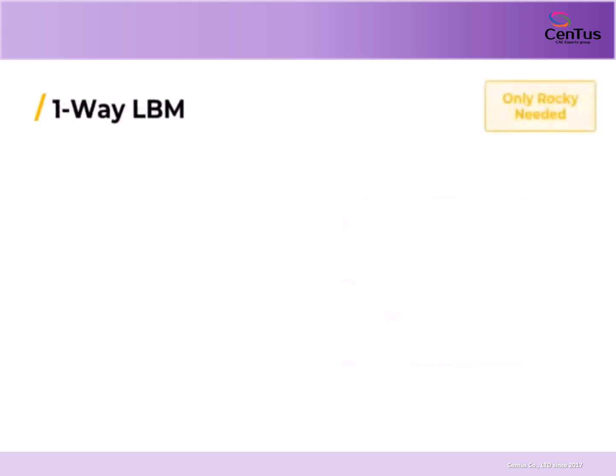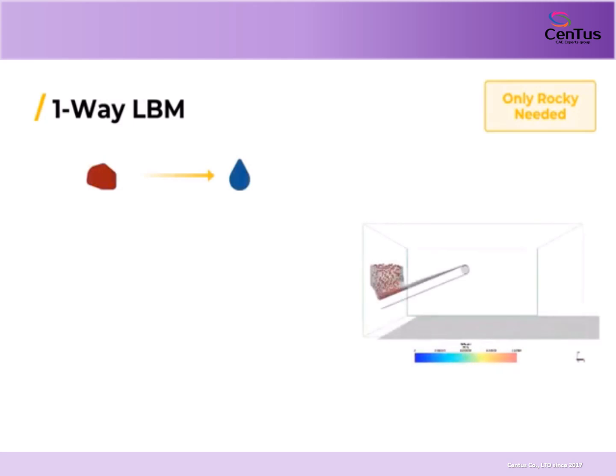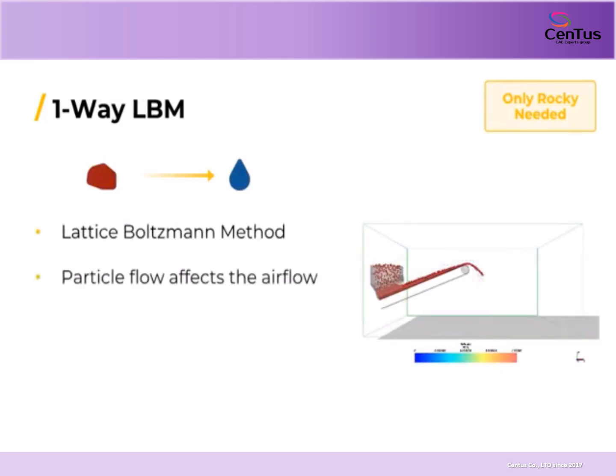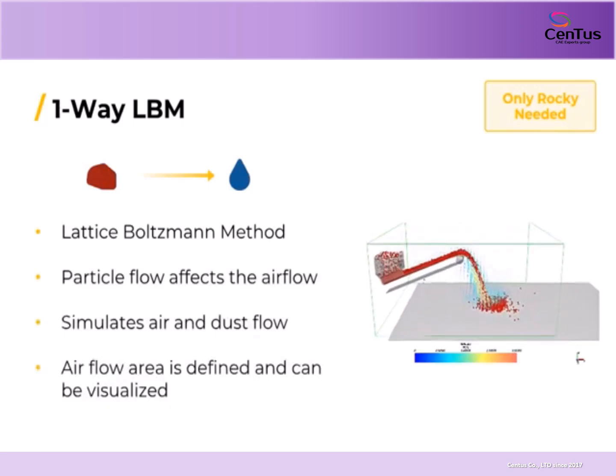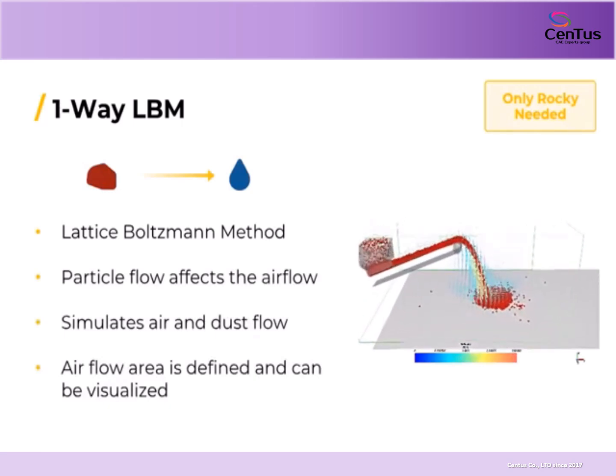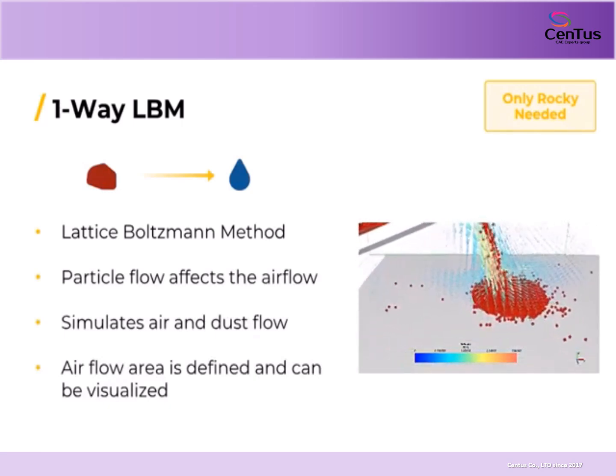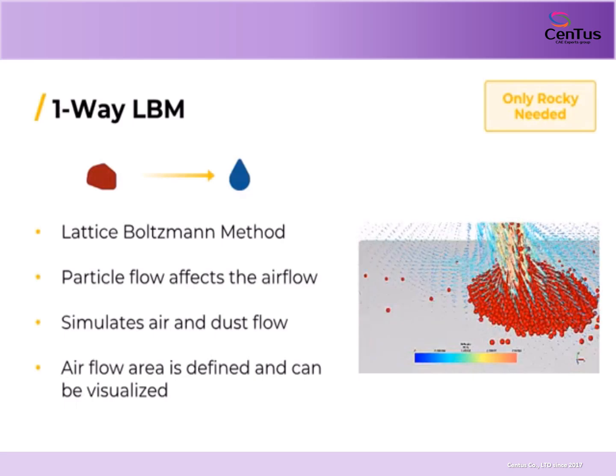And to finalize, the one-way lattice Boltzmann method, in which particle flow affects the fluid flow but the fluid flow does not, in turn, affect the particles. It simulates the airflow resulting from particle motion, which is useful, for example, to investigate how to mitigate dust generated out of a transfer chute.